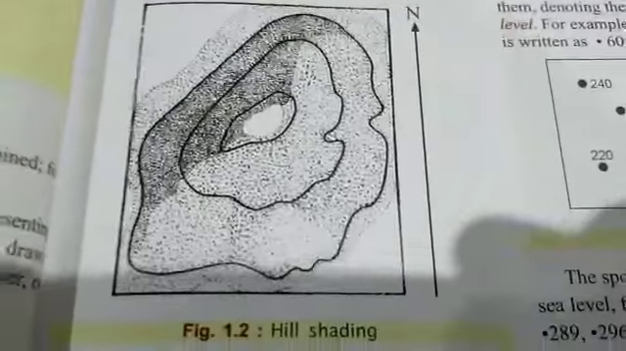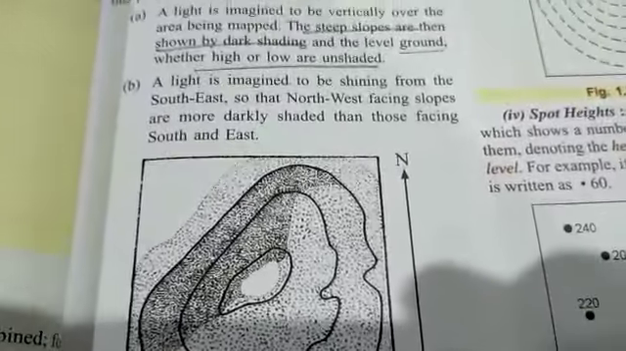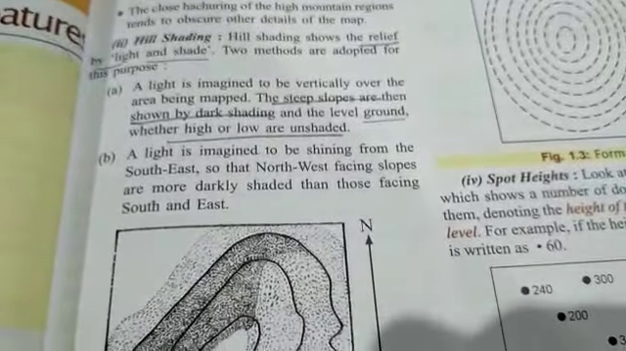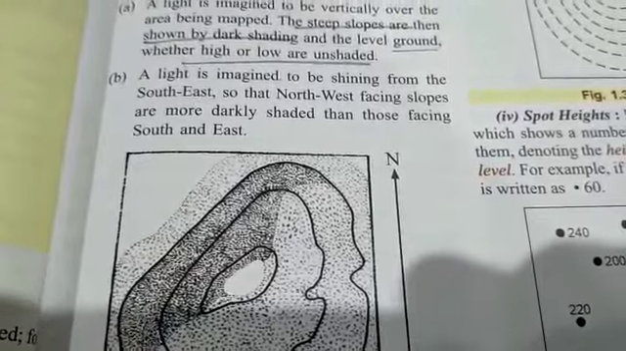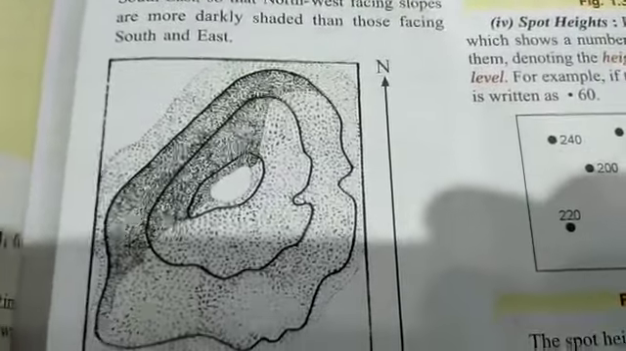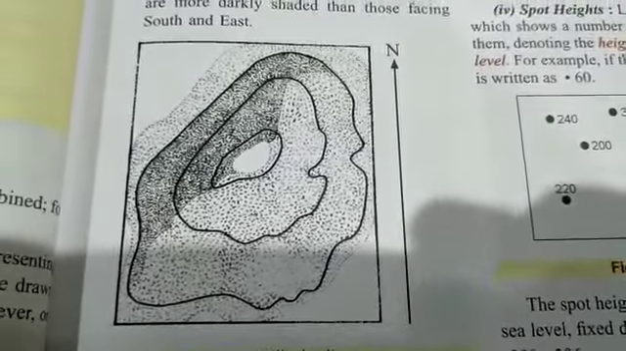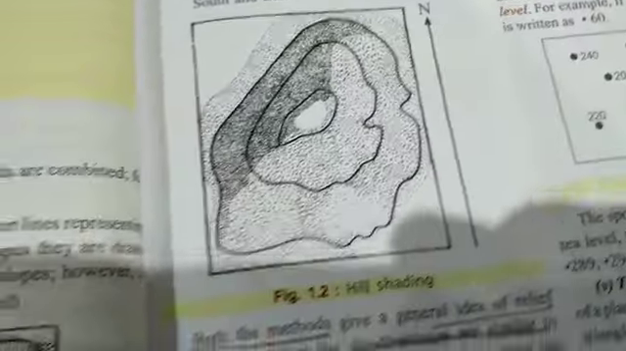Can you see this? Yes, hill shading, where dark shading and light shading are done. The steep slopes are shown by dark shading, and the level ground, whether high or low, is unshaded. Similar disadvantages are faced in this method as in hachuring.